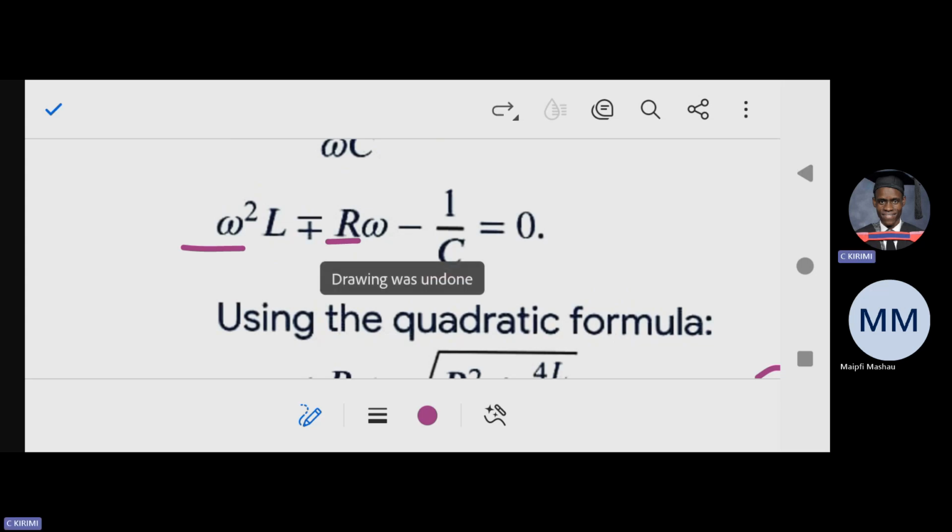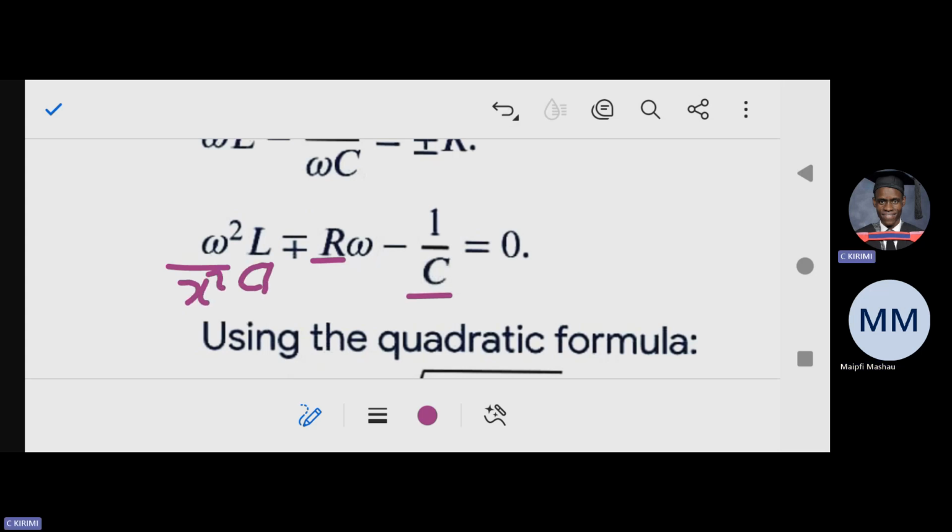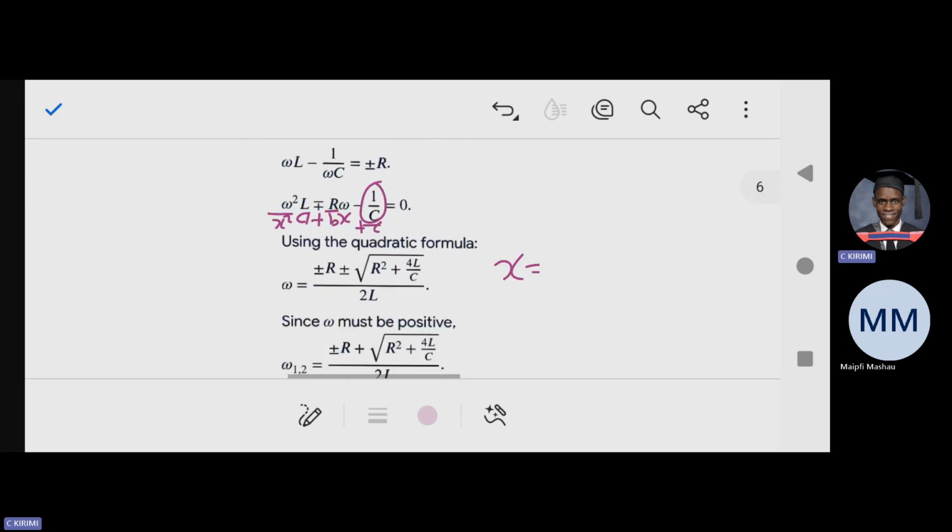Sorry, this is not your A. This is your A. This is your x squared. Then plus, this is your B, x. And then plus C, this one is your constant C. So that's what we are using here.